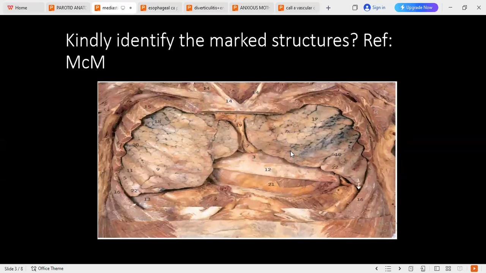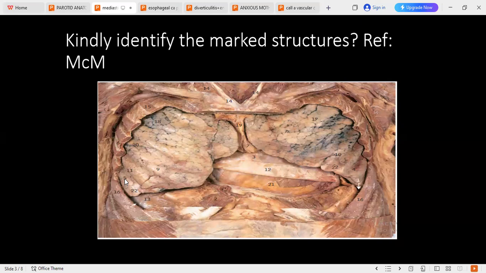Very good. Moving on to the right-hand side. Identify 18, please. 18 is the superior lobe of the right lung. 9, please. 9 is the oblique fissure. Kindly identify 5. 5 is the inferior lobe of the right lung.